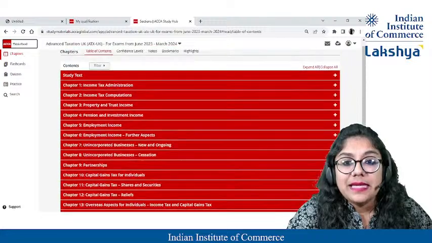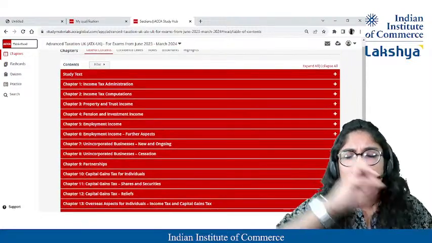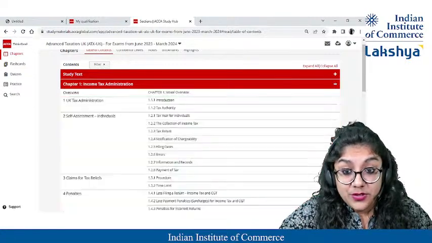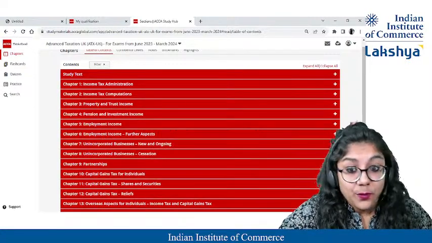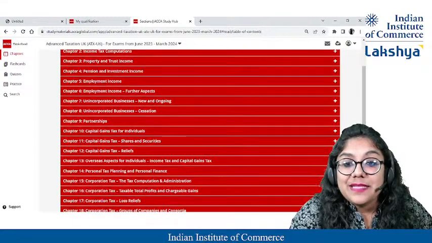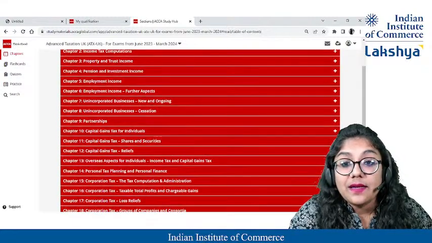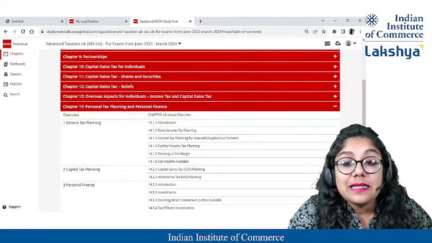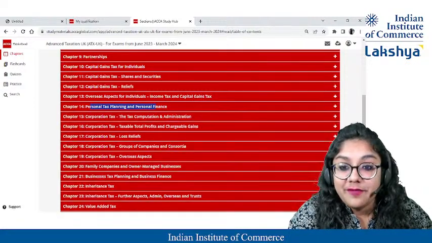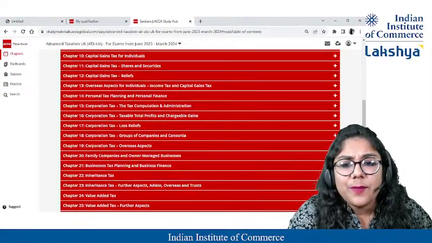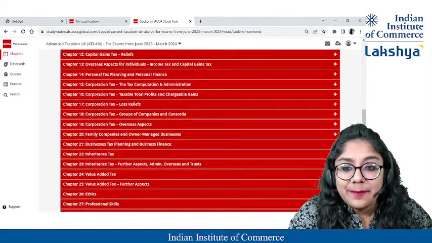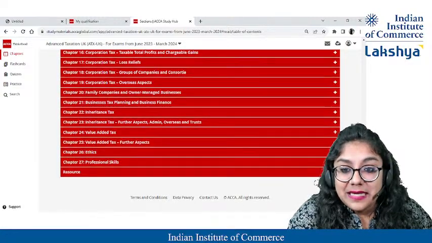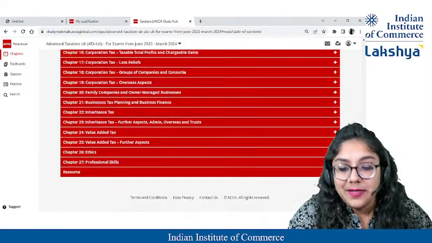So students, in this 5 days of revisionary small series, I'm going to take up the first chapter, that is Income Tax Administration. I'll be taking up chapter number 1. I'll also be taking up another topic, which is personal tax planning and personal finance. Some concepts of corporation tax I may take up with you guys. I'll be taking up inheritance tax, and I'll take up VAT, value added tax.